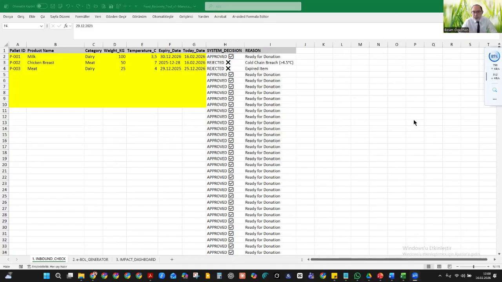The formula used here, as you see, IF, OR, AND, etc., and then rejected or approved, provides a decision-making mechanism entirely based on technical criteria, free from subjectivity. If a product is not in the dry food category and its temperature exceeds the 4.5 degrees Celsius threshold, or its expiration date is prior to today's date, the system produces an uncompromising rejection.